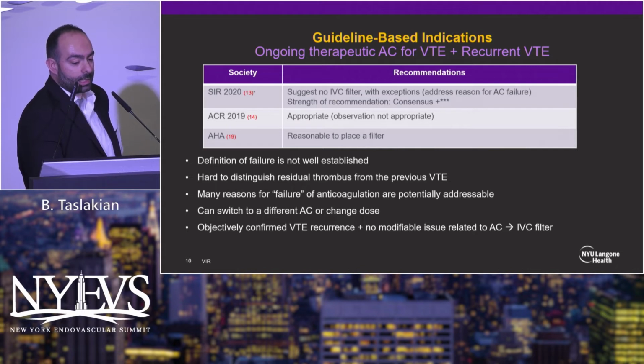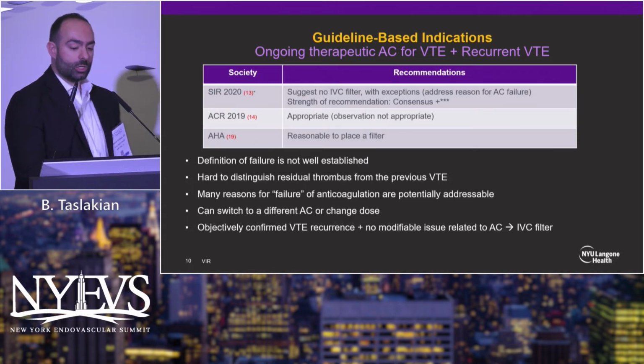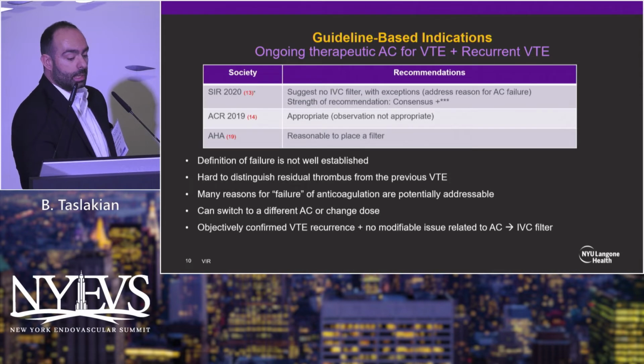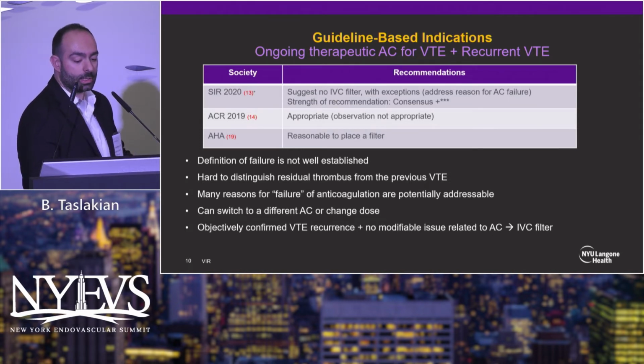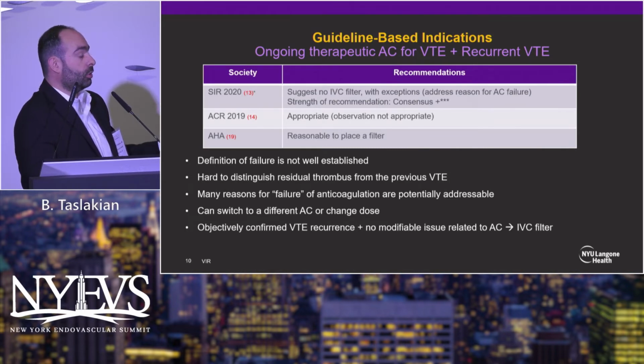In the SIR guidelines here, you can see the contradiction in the recommendations, which makes it even more difficult. In the SIR, they suggest no filter placement with exceptions. They really talk about what's the definition of failure of anticoagulation. Is it because of the dosing or the patient not taking the medications? So it's hard to distinguish also if the residual thrombus in case of DVT is from previous clot or pulmonary embolism, and is it appropriate to place a filter in that case?